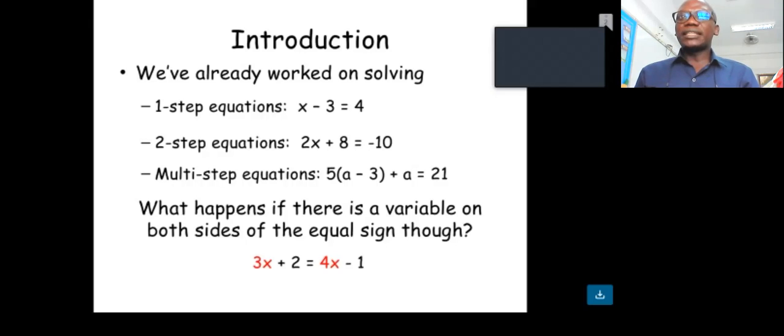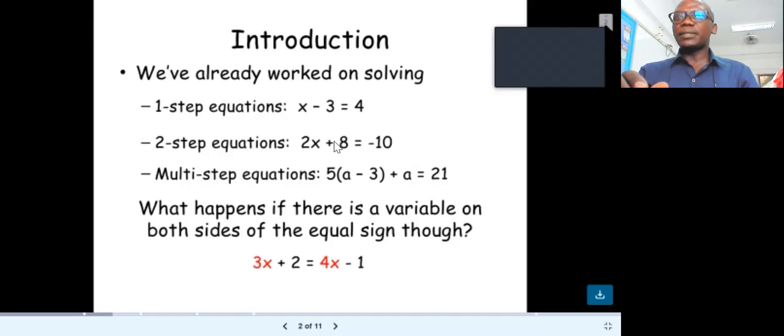Take another quick look at example number 2. When we have 2x plus 8 equals minus 10, we first have to collect the like terms by taking 8 to the right-hand side. And remember, here we have a positive 8. So when it crosses to the right-hand side, it will become negative. So this gives us 2x plus 8 minus 8 equals minus 10 minus 8.